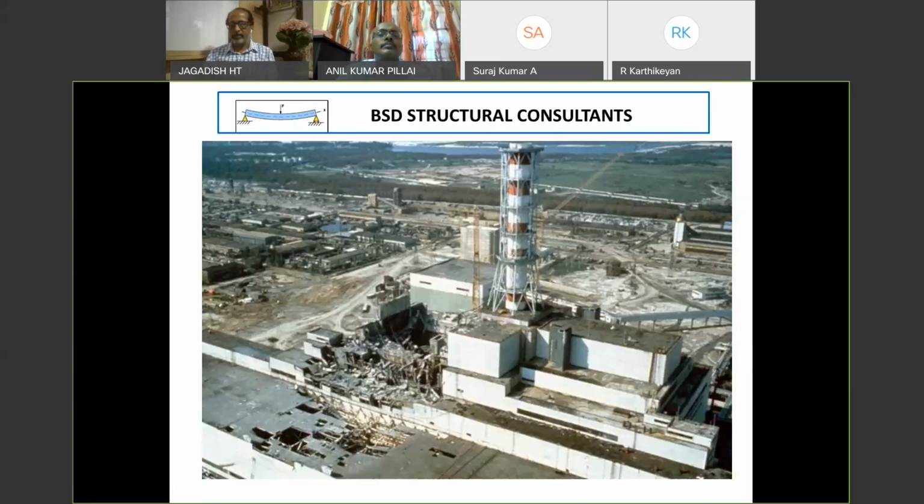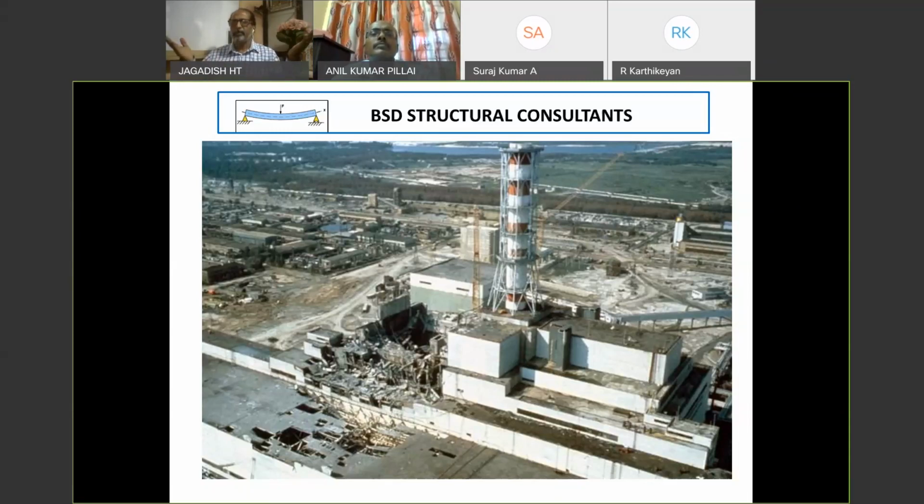Mind you, in the core of the reactor, during normal operating conditions, the temperature can go up to 2000 degrees centigrade. In case of an accident, it can be much, much higher than 2000 degrees centigrade. Such a high temperature in the reactor caused the explosion, and that explosion blew the roof of the reactor building. The roof got blown out.